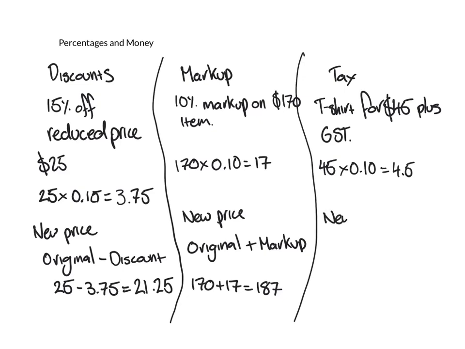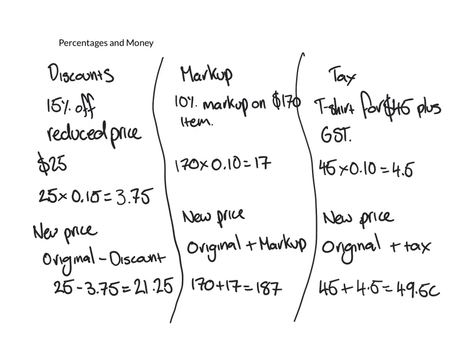So to get the new price, we have to get the original, and we have to add the tax. So originally the t-shirt was $45, and we're adding another $4.50. So now the price, including the added on tax, is $49.50.